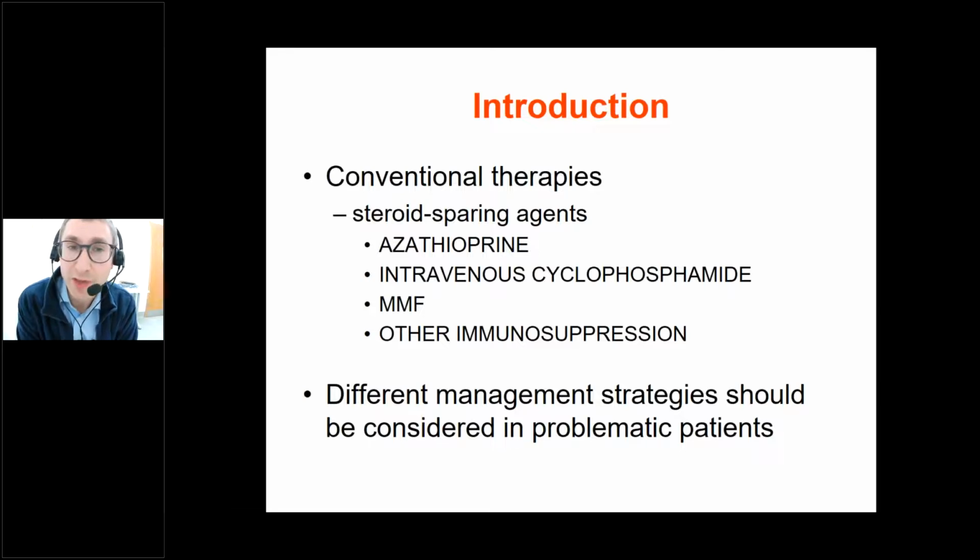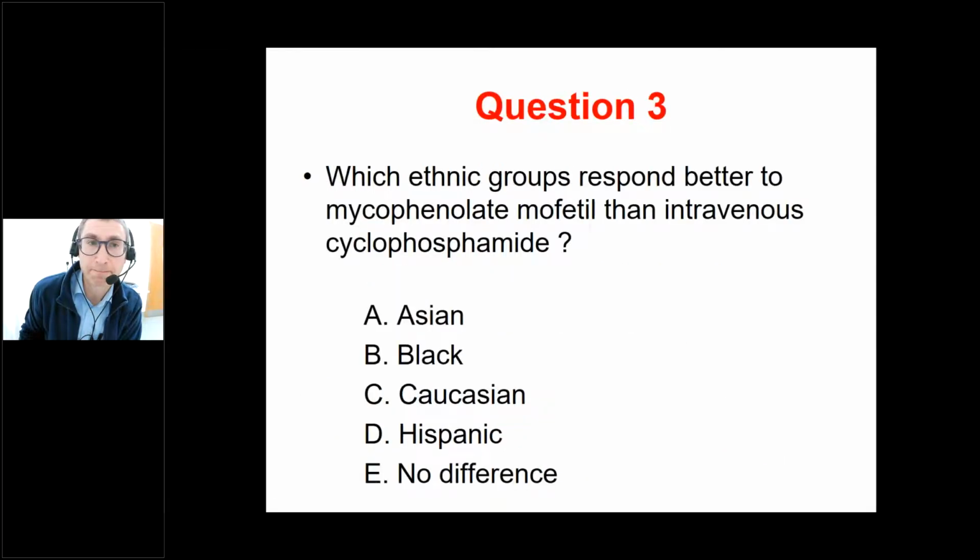So what therapies do we have? Well, we've touched on some of these. I think azathioprine does have a role, but we very often will use mycophenolate mofetil and rituximab. Historically, there's been intravenous cyclophosphamide, and there are other immunosuppressants.